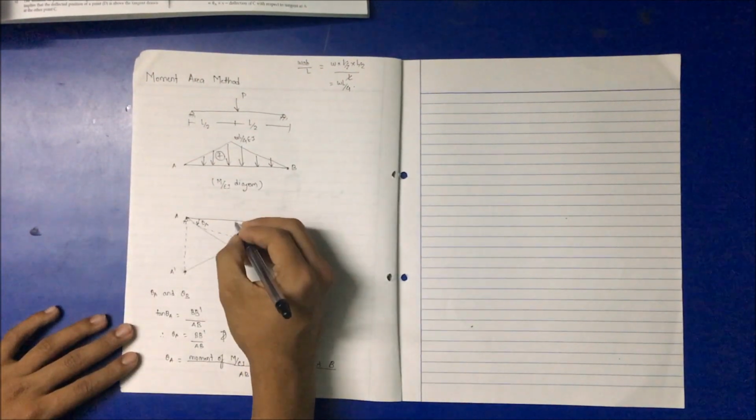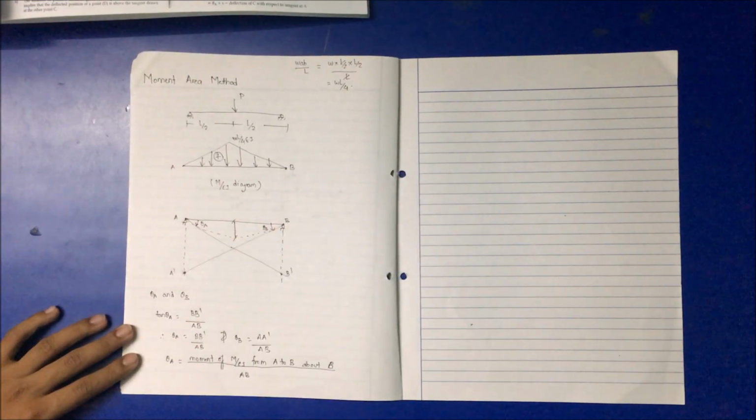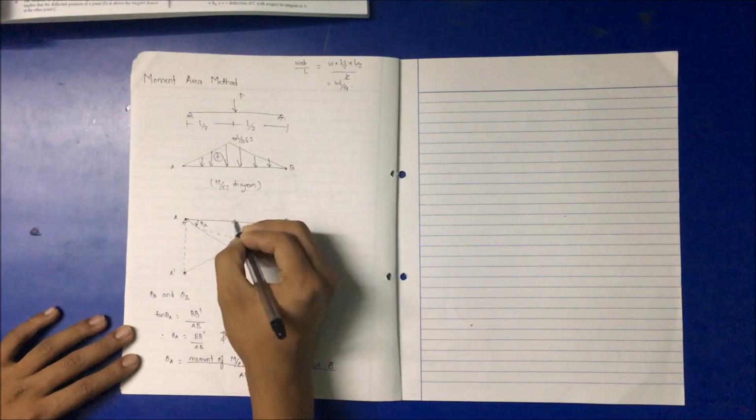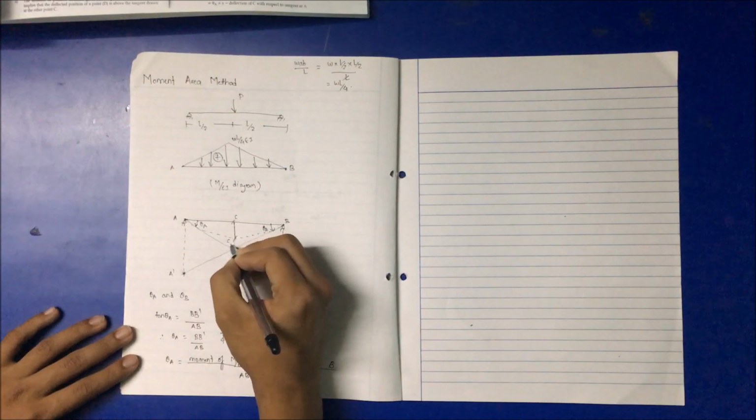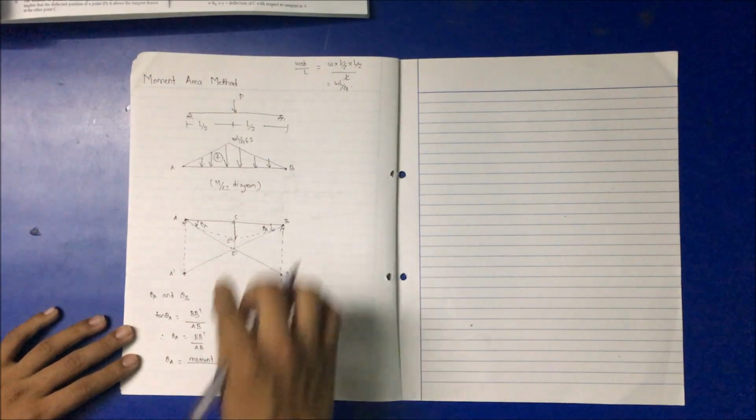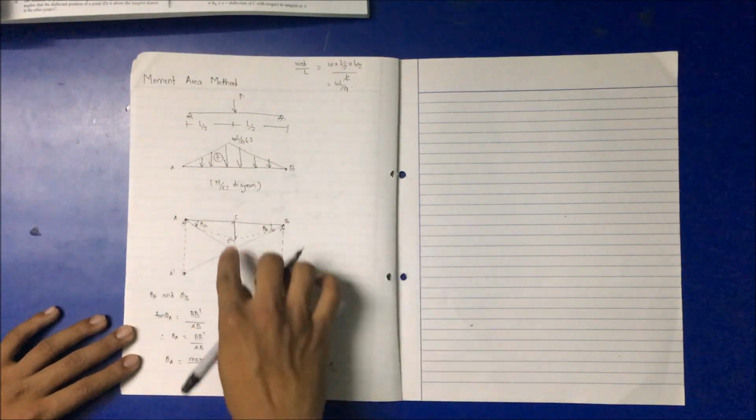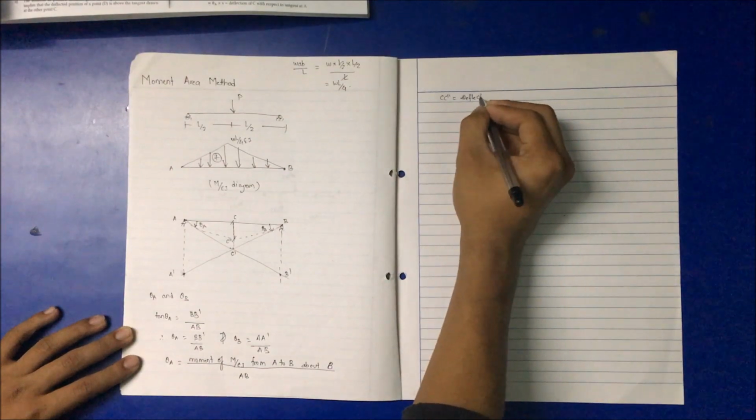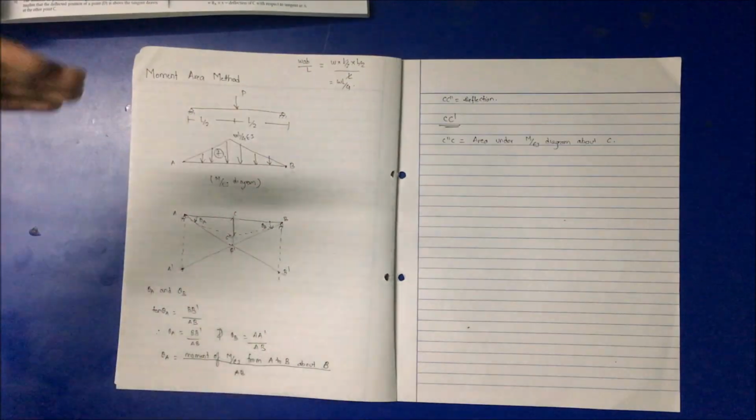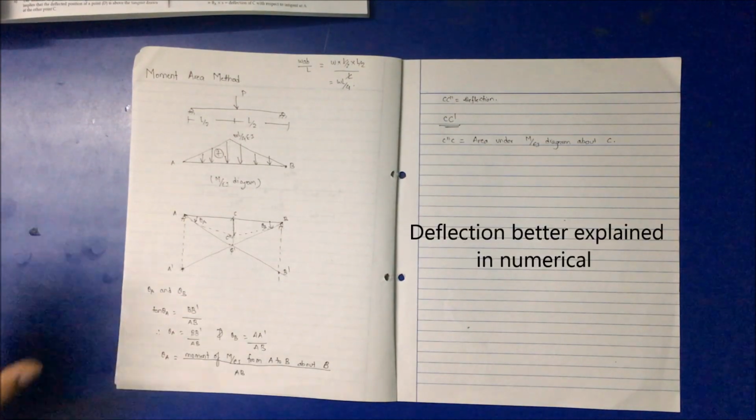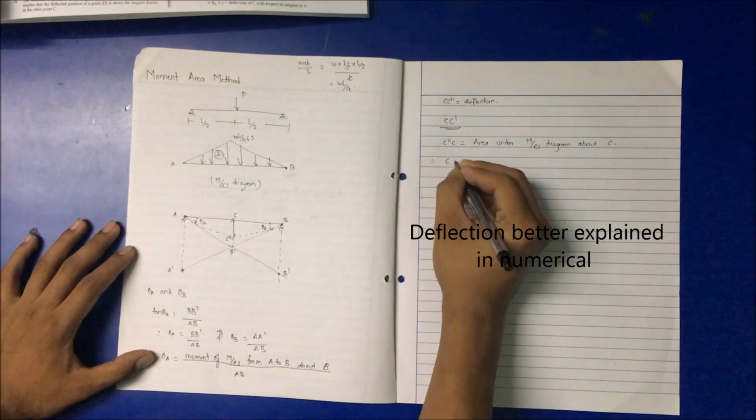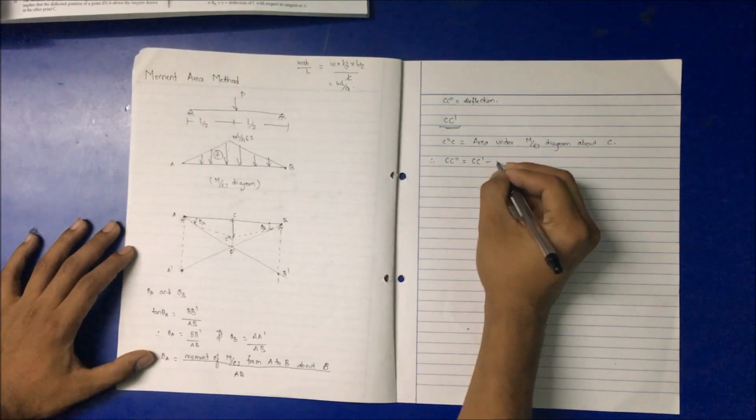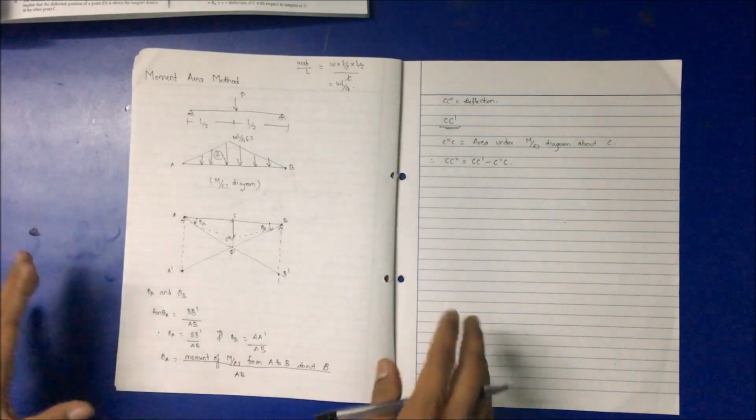Deflection. For the deflection of the beam, what we have to do is consider this point C dash, this point C, and this as C double dash. So we have to calculate C double dash, that is the deflection. We will understand this by doing a numerical. So up to here, C double dash minus C dash C is the required deflection.